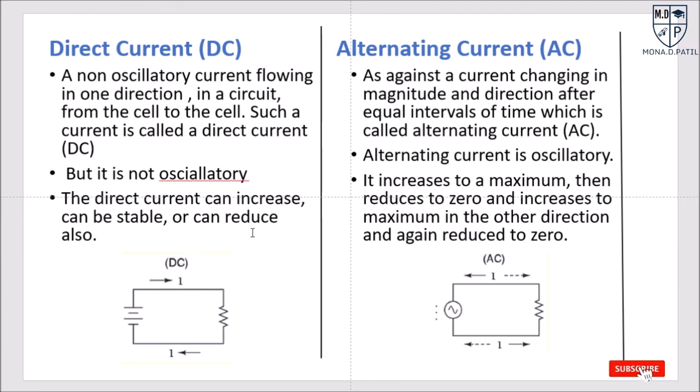The direct current can be stable or can be reduced also. Here it increases to a maximum, then reduces to 0 and increases to the maximum in the other direction and again reduces to 0.